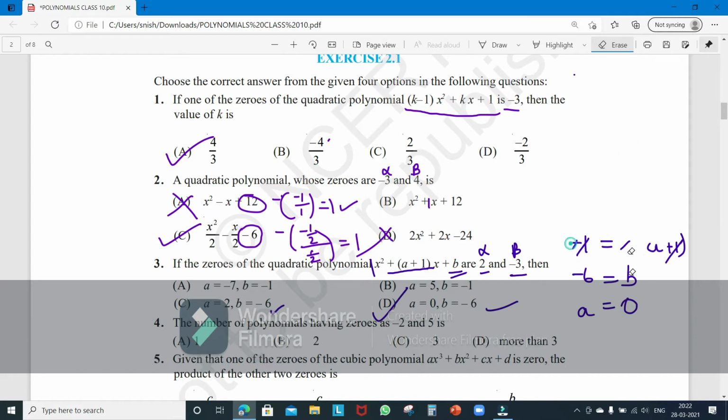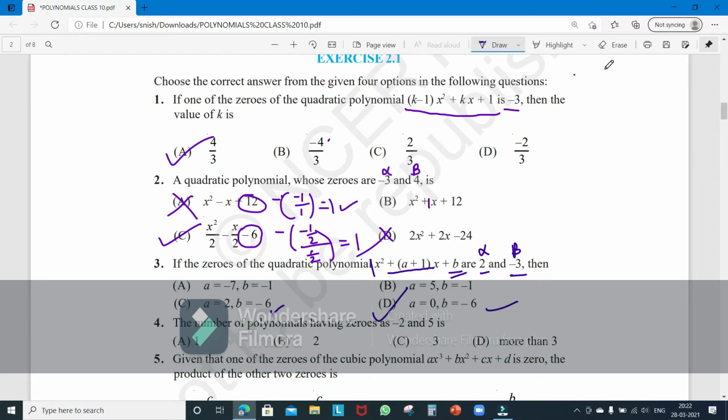Okay, next, fourth question. The number of polynomials having zeros as minus 2 and plus 5. So the roots should be minus 2 and plus 5. So for how many polynomials can you have that? Okay, so let's analyze this.